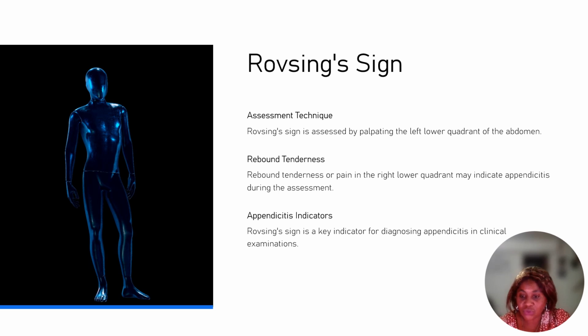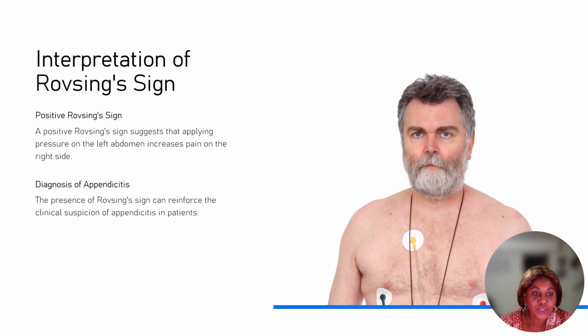So you gotta feel the abdomen. A positive Rovsing's sign means that applying pressure on the left abdomen increases pain on the right side. Left abdomen, right side pain. The presence of Rovsing's sign can reinforce the clinical suspicion for appendicitis, because you got to treat people based on clinical presentation and their physical assessment. You got to look at those patients, and based on your good assessment, you nail it.